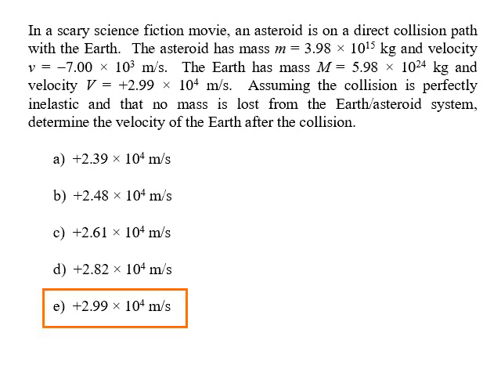Well, how did you do? Hopefully you got the answer of 2.99 times 10 to the 4th meters per second. And if you were on the ball, you realized that the Earth was moving at that same velocity before this collision, so it seems like nothing happened.